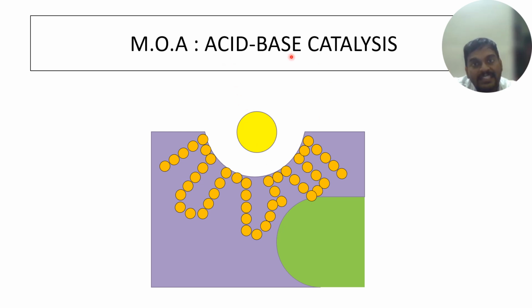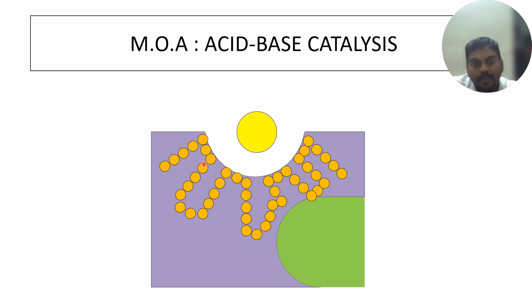Next, coming to acid base catalysis. So what is meant by acid base catalysis? Let's assume this is the substrate and this is the active site. Let's assume this substrate has an extra hydrogen. If I remove that hydrogen, the substrate will become product. So that removed hydrogen has to be taken up by some other molecule.